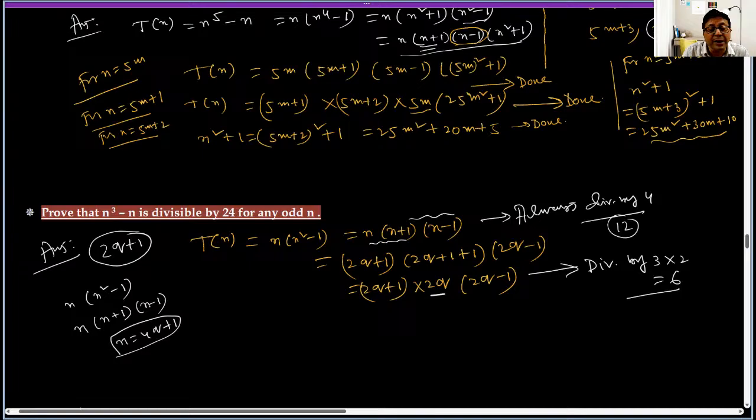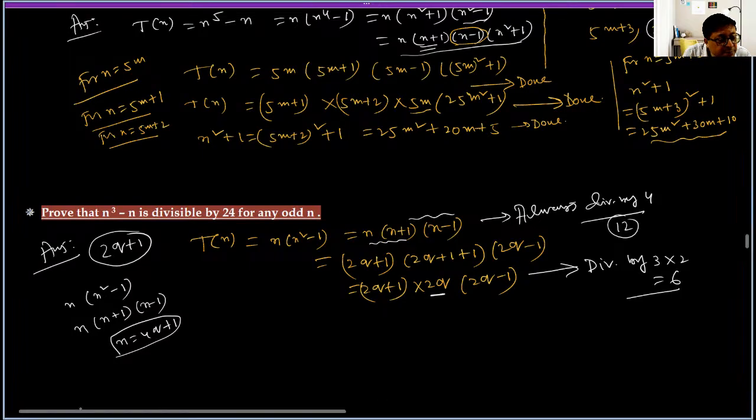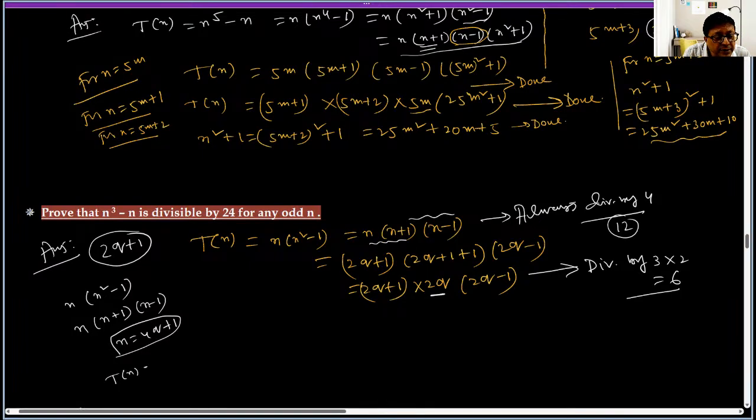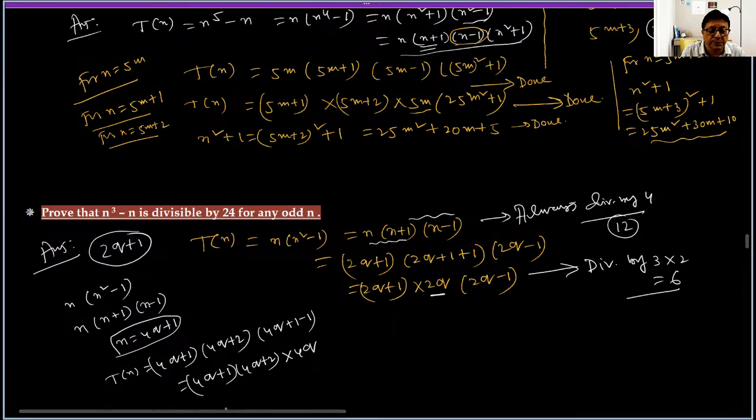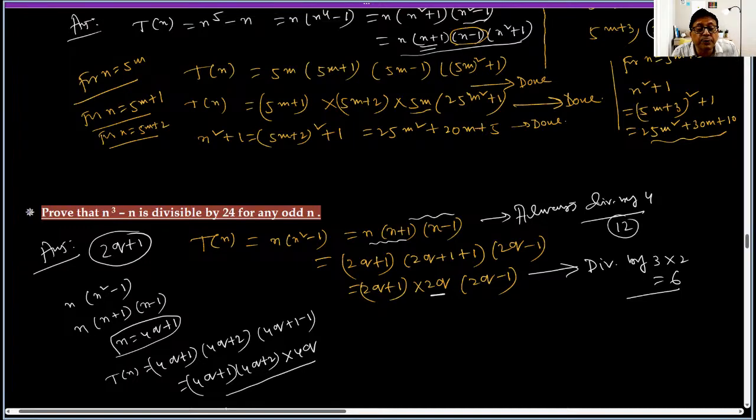This will ensure, why? Because this product is coming, this Tn is coming: 4 cube plus 1, 4 cube plus 2, and 4 cube plus 1 minus 1, isn't it? So 4 cube plus 1, 4 cube plus 2 into 4 cube. You are getting 4 common in the beginning. And there is another 2 over there, in 4 cube plus 2. So this is right: 4 cube plus 1, 2 into 2 cube plus 1 into 4 cube.